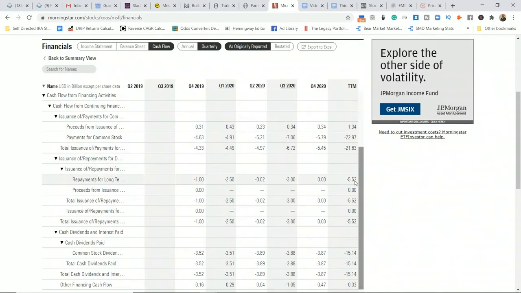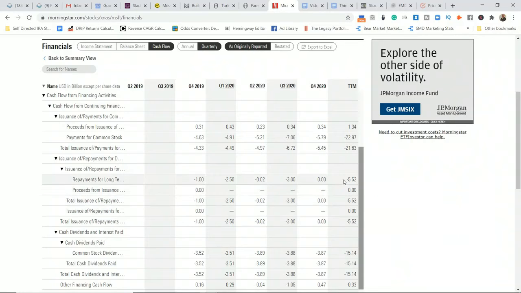Okay, repayments of long-term debt. They spent $5.5 billion on repaying debt. Again, typically you want companies to pay down debt. The only times you really want companies to take on debt is if they can do it at a super low rate and they have high cash flows already, so they can service the debt and they can use the debt to grow faster, buy back shares, or go to research and development, whatever, to grow the company.